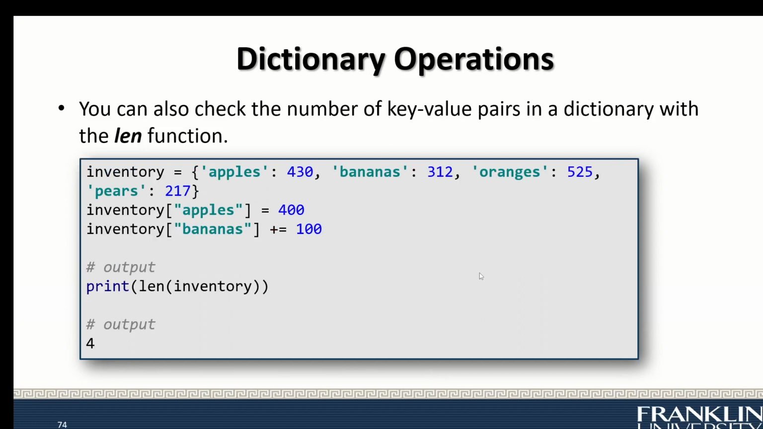You can also use len to check the number of key value pairs. It will give you how many key value pairs are in the dictionary with the len function. Just like you can use len on a string and a list, you can also use it on a dictionary. And in this case, there are 4 key value pairs, so the output will be 4.